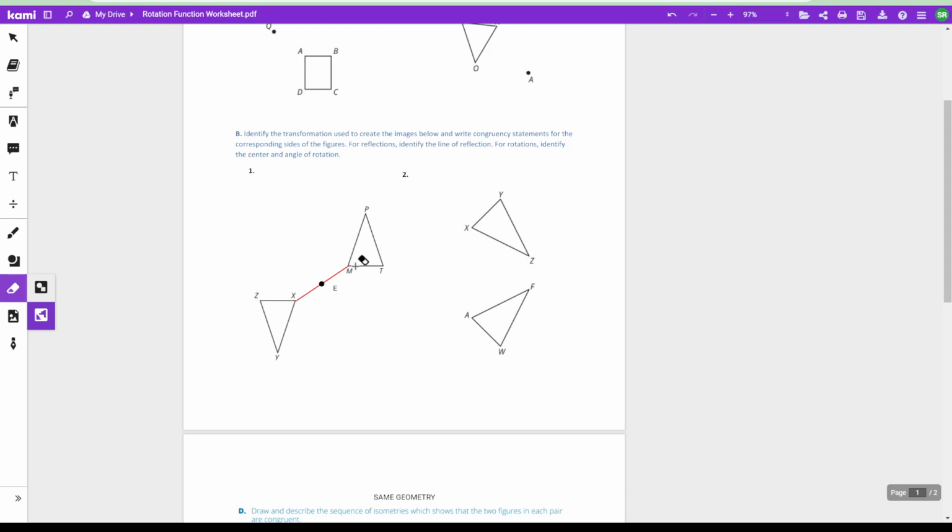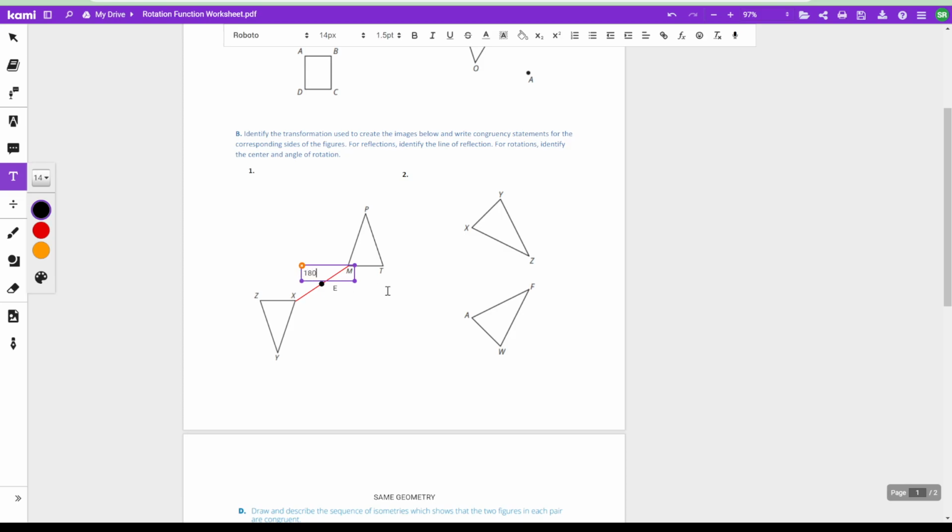So looking at this angle here, M was rotated, let's say in this direction, to become X. And that angle is making a straight line. And so we know that when we have a straight line like that, the angle is 180 degrees. So here we can put that this angle is 180 degrees.